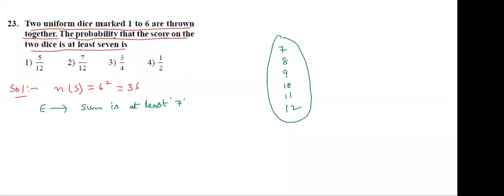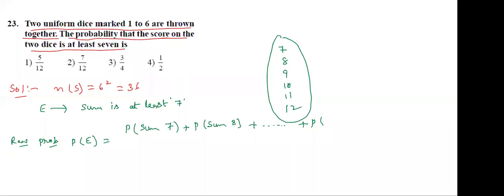Okay. Now I am going to write the required probability. P of E is equal to probability of sum 7 plus probability of sum of points 8 and so on, up to probability of sum 12 points. Okay, this is the probability. Now write the answer.